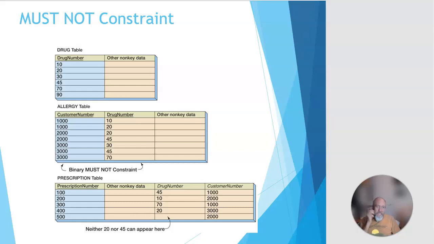If you have a must not, and this is a good drug and allergy example, we've got drugs and customers and the allergy table. 3000 and drug number 70 says it's an allergy. So therefore you should not give customer number 3070, or in the case here with the prescription, customer number 2000. If you go to 2000, you shouldn't give them 20 or you shouldn't give them 45. I think you can look and see the 20 and the 45 are ones that you shouldn't have for this customer 2000. That's a must not constraint.